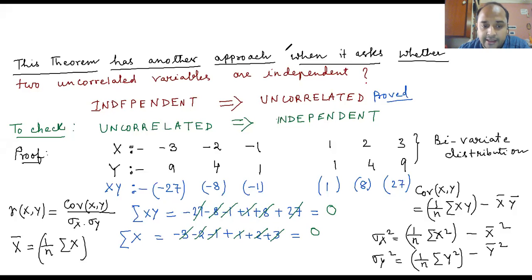So from these calculations we have found that summation xy is 0. Therefore, if we divide summation x by n, how many items are there? N is equal to 6 items. If I divide this summation by 6, that is also 0. And if I divide this summation by 6, that is also 0.